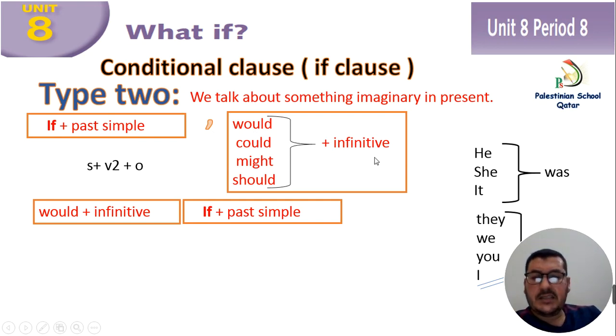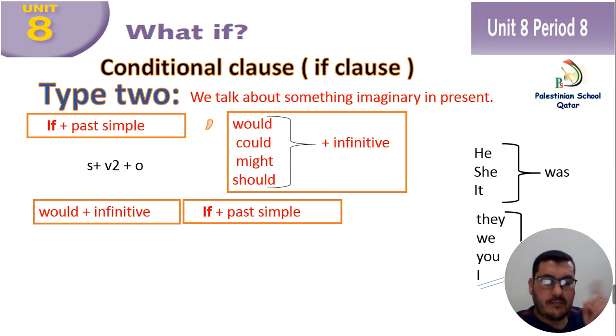And we can change the sentence and put the second part first and the if part second. We can say would plus infinitive, if plus past simple. In this case we don't put a comma, because if connects the two sentences together, or the two parts.